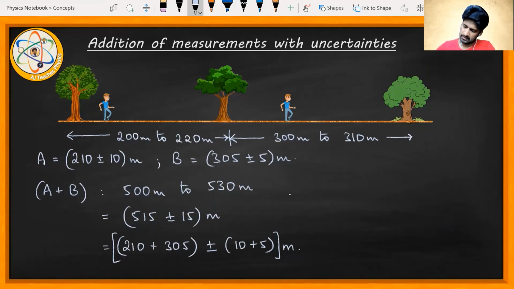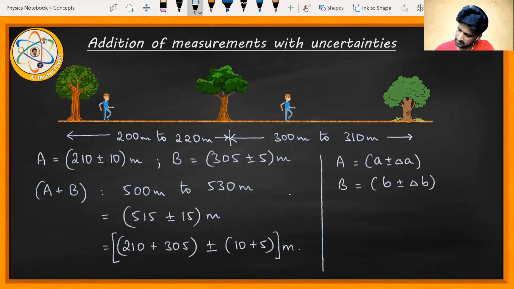So we can conclude that when measurements are added, their true values get added and their uncertainties also get added. So if you have a measurement A given like this and a measurement B given like this, then their sum must be expressed as A plus B, plus or minus the uncertainty in A plus the uncertainty in B. So you can remember it like this: when measurements are added, their uncertainties also get added.